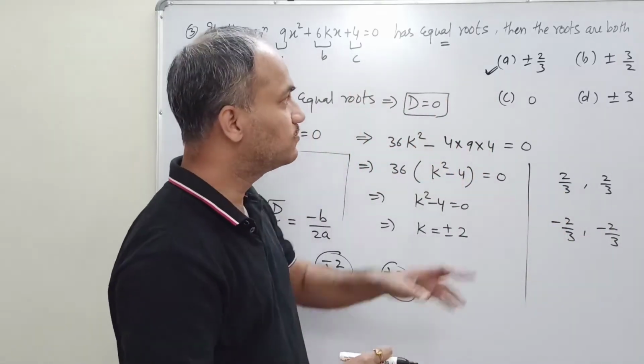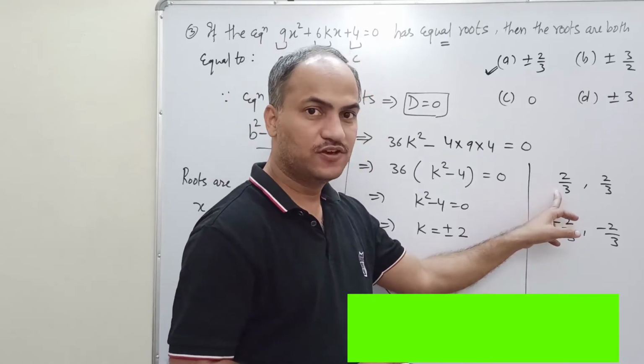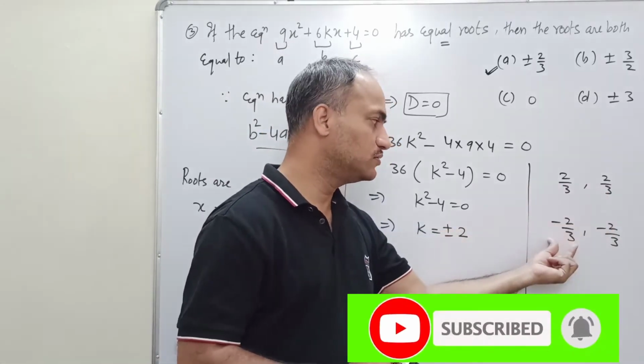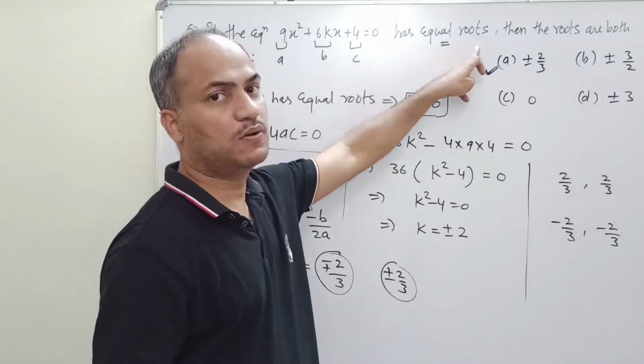From this option it's not clear, but let me make it clear for you. Roots will be either both 2 by 3 or both minus 2 by 3, because it was said that the roots are equal.